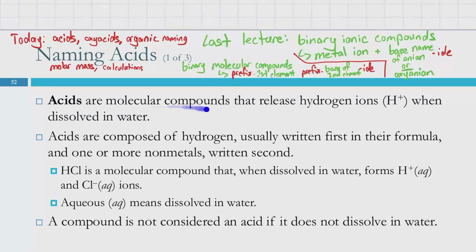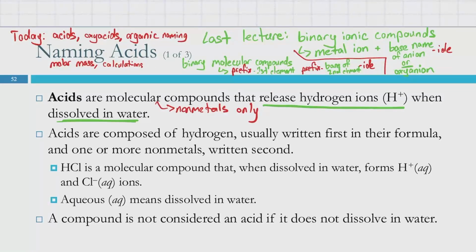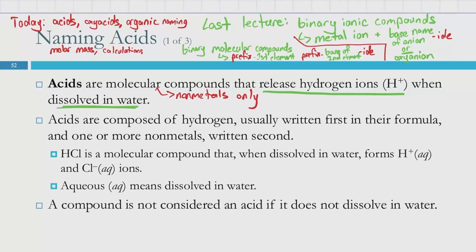Acids are molecular compounds, meaning that they are nonmetals only. And they release hydrogen ions when dissolved in water. This is a key fact about acids: they release hydrogen ions, H+, when dissolved in water. If they're not dissolved in water, they're just a molecular compound, and they wouldn't be an acid, or acting as an acid in that case.